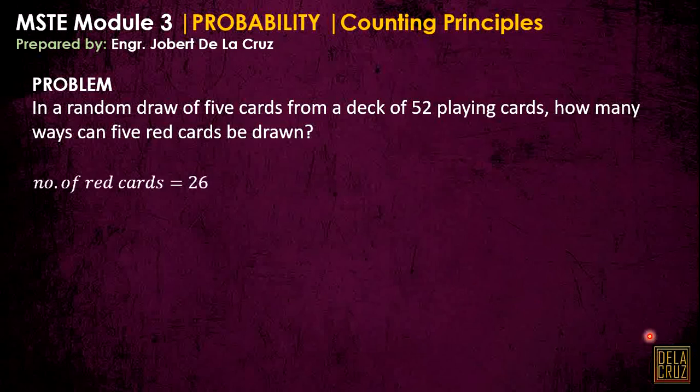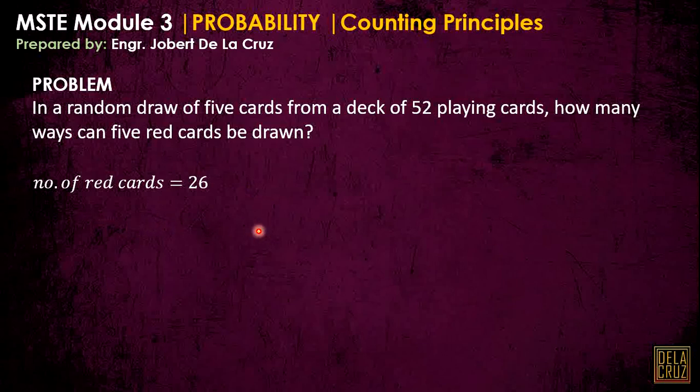Okay, so we have number of red cards. Ito yung choices natin. Take note that in 52 playing cards, deck of cards, there are only 26 red cards dyan. Okay, that is the heart and that is the diamond. Okay, take note. In each baraha, we have 13 cards in that baraha, of course, no? So, the total number of red cards is 26. Ito yung pagpipilian natin.